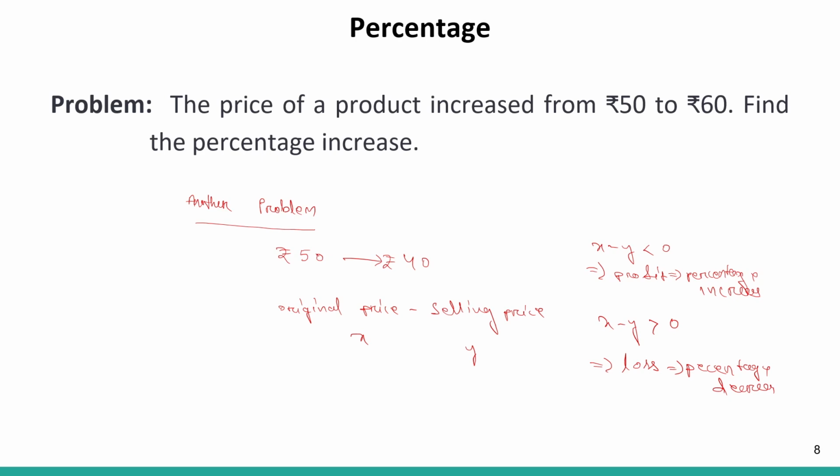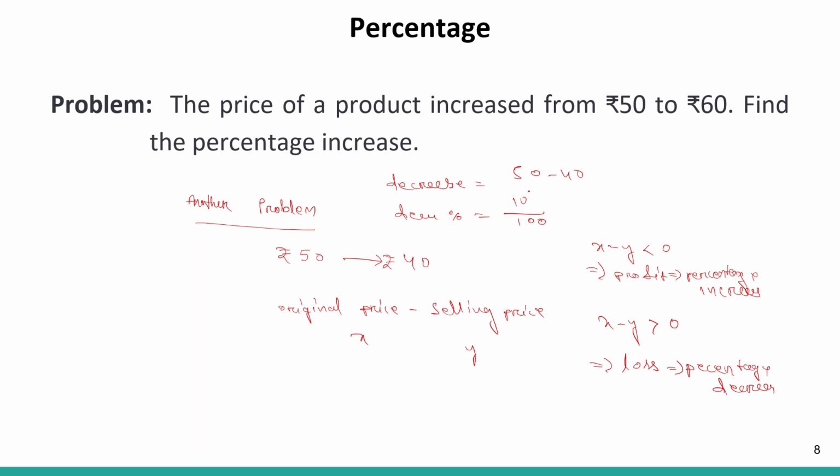You had a product that was originally priced at 50 and now it is priced at 40. So what is the change in price? You have known that it is a percentage decrease problem. So the decrease is equal to 50 minus 40, right? So decrease percentage is equal to 10 by 100.